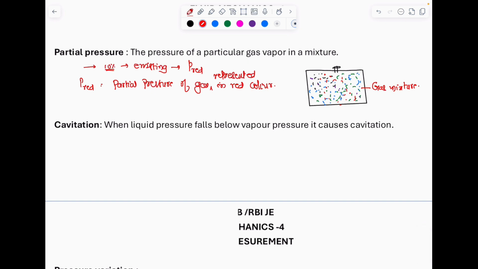Now, let us see. Sometimes what happens in a pipeline or somewhere, fluid is flowing. Suddenly the flowing fluid will develop some type of air packets. You have heard of air packets? Air packets are some packets of obstruction, we can call.